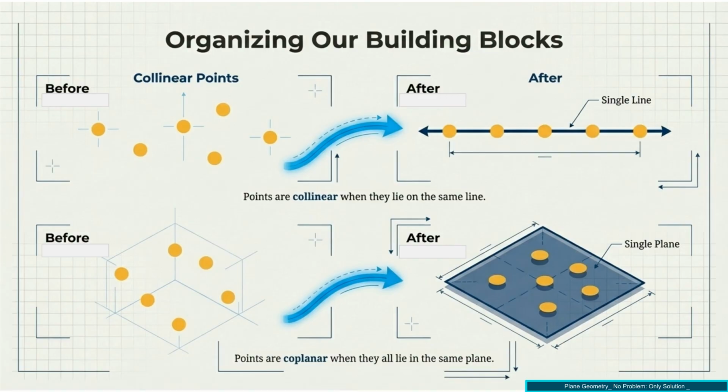Let's organize our building blocks. So, what are collinear points? Well, points are collinear when they lie on the same line. Simple as that. How about coplanar points? Points are coplanar when they all lie in the same plane. That's it.